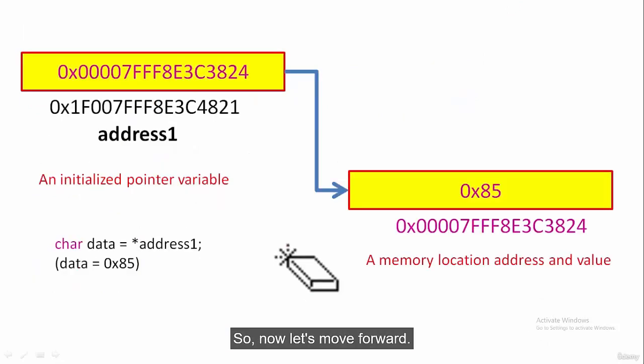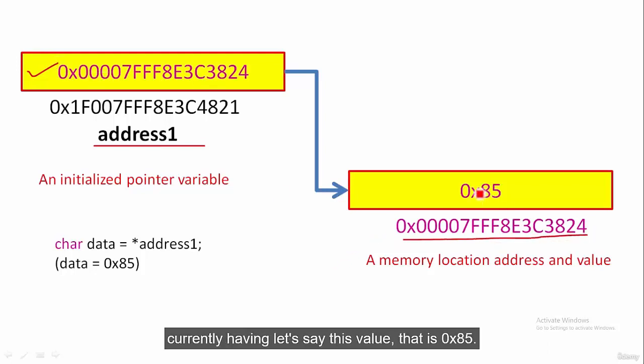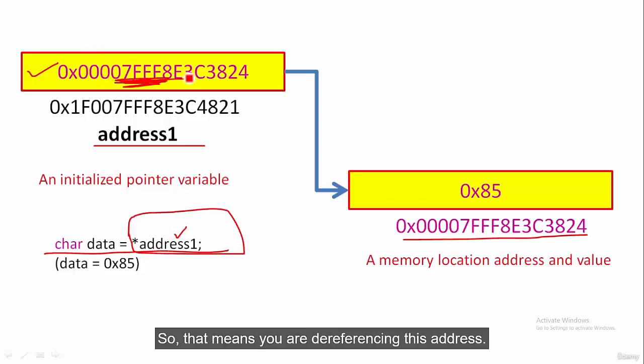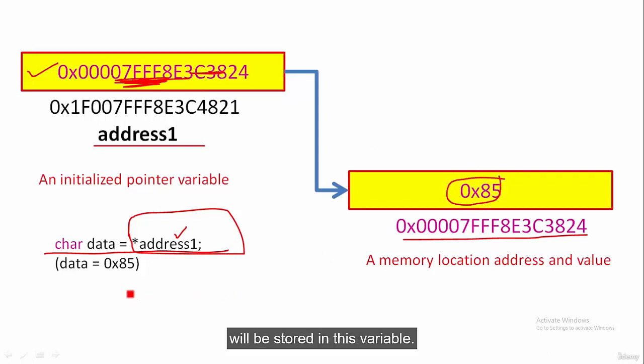Now let's move forward. Let's take an example. This is a pointer variable, and it is initialized to this pointer. And this pointer is currently holding, let's say, this value, 0x85. When you do this, you are dereferencing this pointer variable, which means you are dereferencing this address. Dereferencing means fetching the value which is present at this pointer, which is 85. So 85 will be stored in this variable. That's what we call dereferencing.